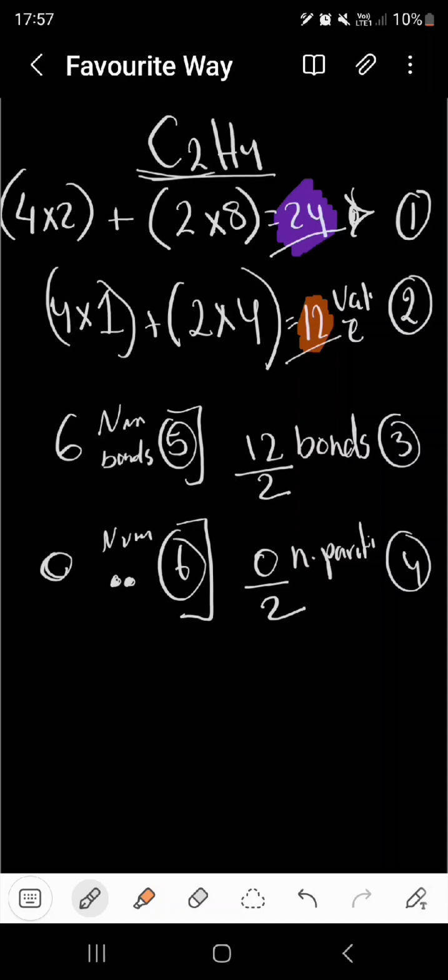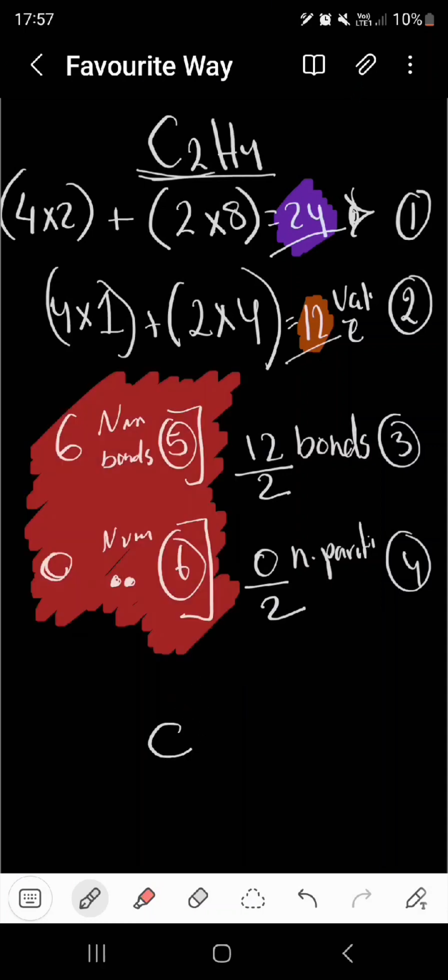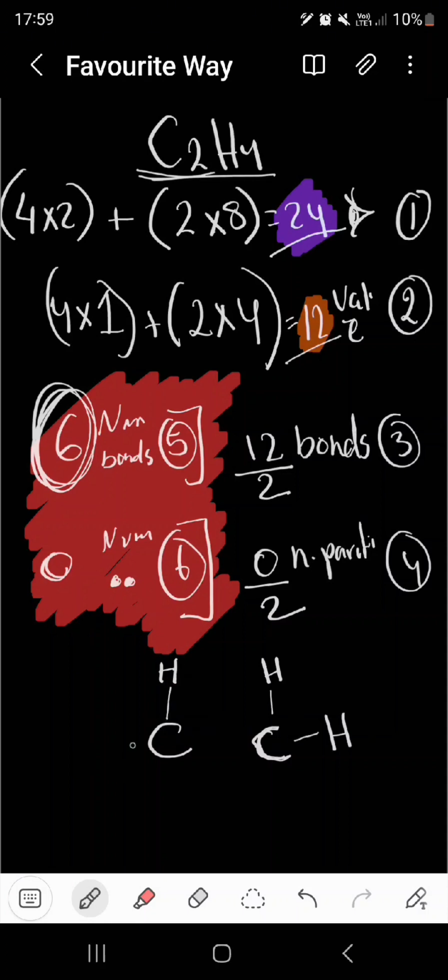Let's try to draw it now. The information is ready for us. We are going to draw 2 C's and then we are going to try to finish the 6 bonds. And we have the first bond for the first H and the second bond for the second H, the third bond for the third H, and the fourth bond for the fourth H. Now we have 2 bonds still until we reach 6, so we are going to put them between the C and the C, because carbon can do about 4 bonds.